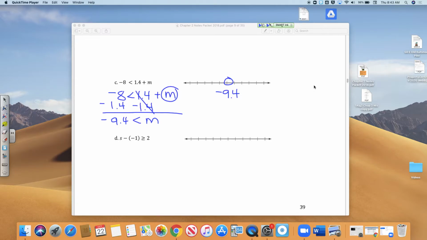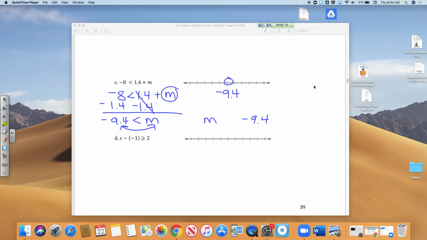But usually, the less than symbol means the answers are going to be to the left. That only works if the variable comes first. Because this says -9.4 is less than all of the answers. If -9.4 is less than all of the answers, that means all of the answers are bigger than -9.4, which is confusing. I prefer to have these things in the opposite order. I prefer to have the m first and the -9.4 second.